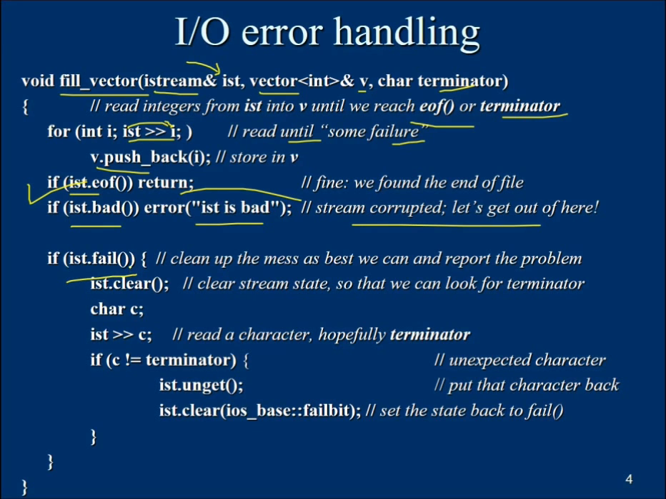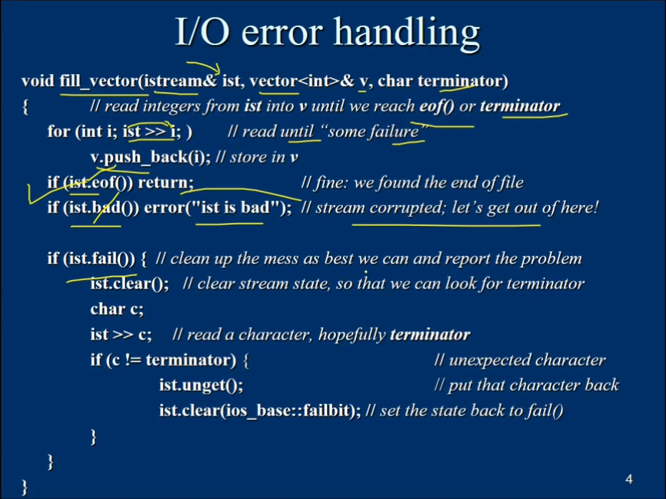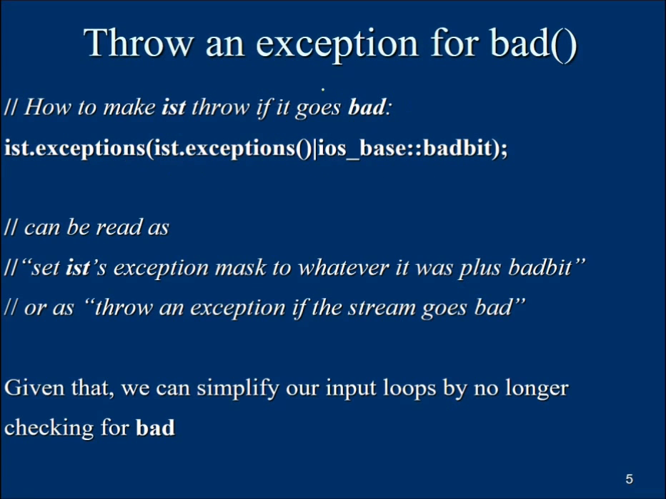And if ist does fail, one was end of file, one was bad, and one was fail, this one. So if it does fail, we clean up the mess as best as we can, and we may report the failure or problem. That is ist.clear. We need to clear all stream states so that we can look for some terminator. We expect some c, read a character, hopefully a terminator, and if it is a terminator, we say okay. If it is a good character, it is okay. If the character is unexpected, we could put the character back and then set the state back to fail, like this: ist.clear(ios_base::failbit). We set this fail. And then throw an exception for bad.